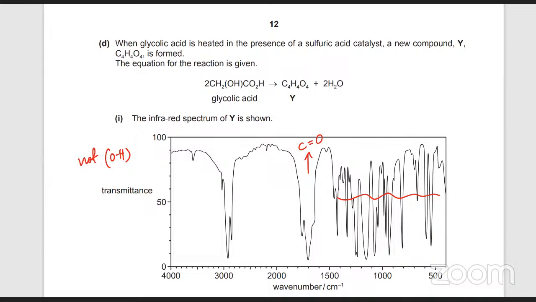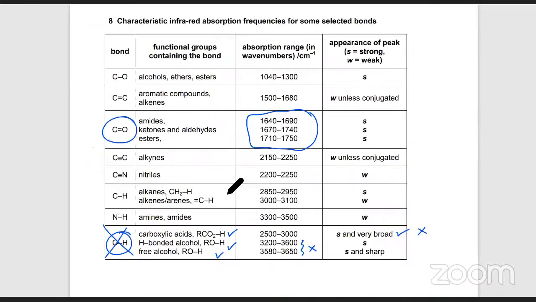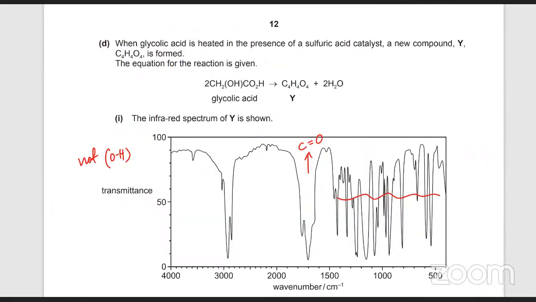So what else is happening around 3000? If you look at the data booklet, around 3000 it's the CH bond. Almost everything has a CH bond. Amines are out of the question because you don't have N. So every molecule has a CH bond. This is just a CH bond, so that does not help us because almost every molecule has that.